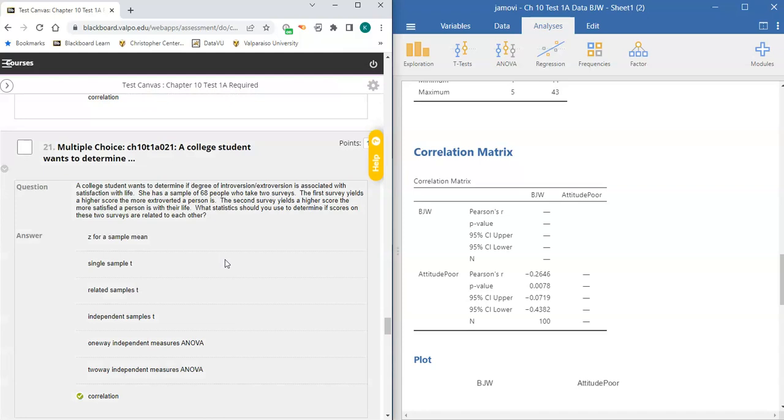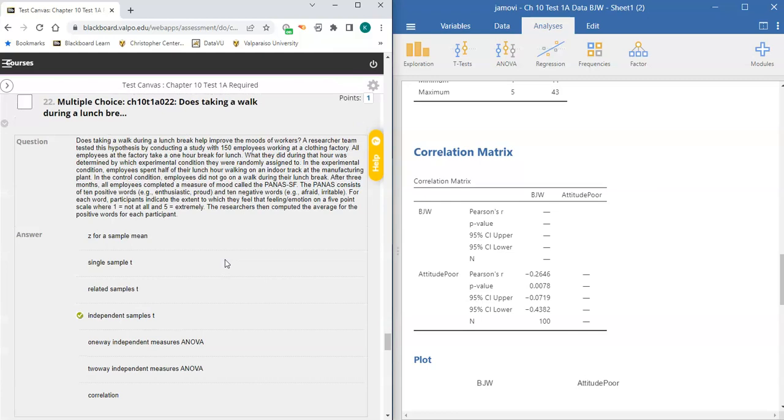This example is a correlation. People are taking two different surveys, and each survey yields a score, and the score can be a range of values. So it's not a category that you're getting from each survey, it's a range of scores measured on an interval ratio scale. So if both measures are interval ratio variables, it's going to be a correlation.